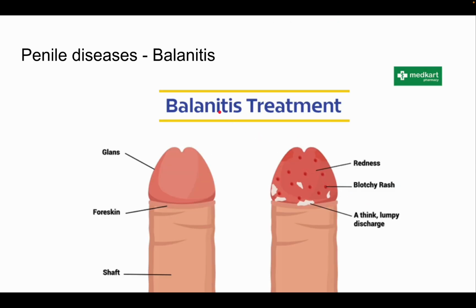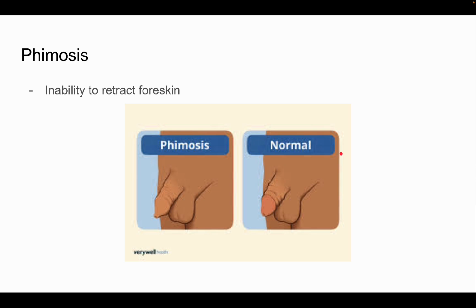Let's get into the conditions, and there's a lot of them. So first is balanitis. We have basically inflammation of the glans penis, and you can get discharge and blotchy rash, redness, swelling. So next we have phimosis. This is the inability to retract the foreskin. This is more common, I remember, only in uncircumcised individuals, and it's where the foreskin extends beyond what it normally does, and it's hard to retract it.